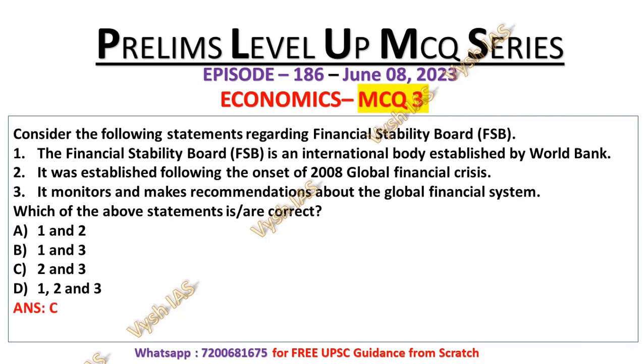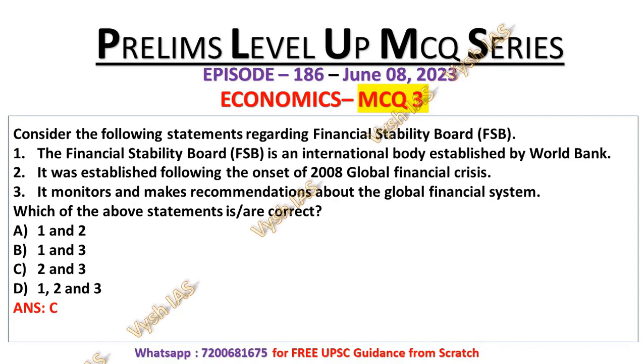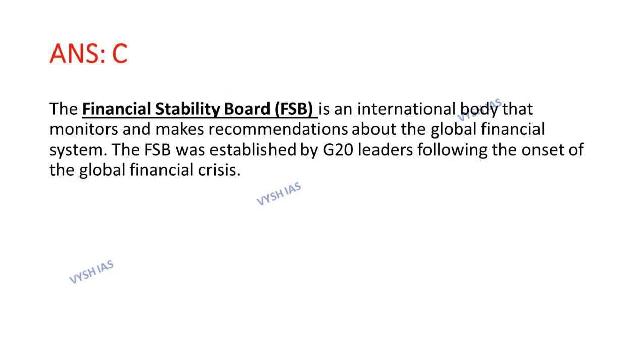So the correct answer will be option C, which means only statement number 2 and statement number 3 are the correct ones. Now let's look at the explanation. The Financial Stability Board is an international body that monitors and makes recommendations about the global financial system. It was established by G20 leaders. Here it is written World Bank, that's why statement number 1 is the wrong one. If we eliminate statement number 1 from the options, we will get only option C, that is 2 and 3 are the right ones.